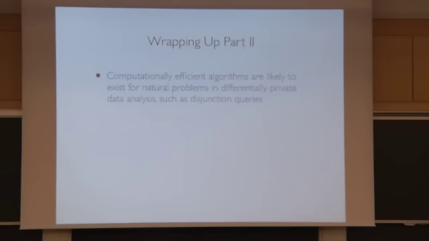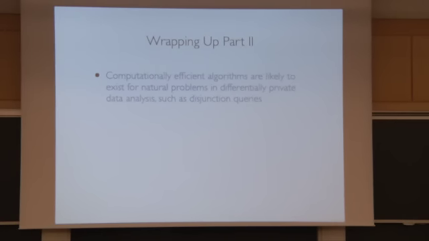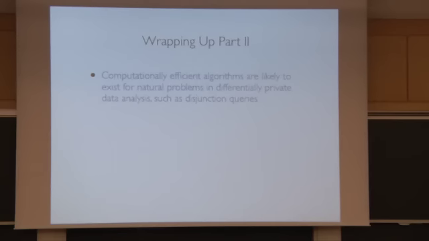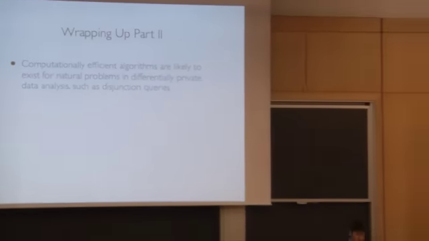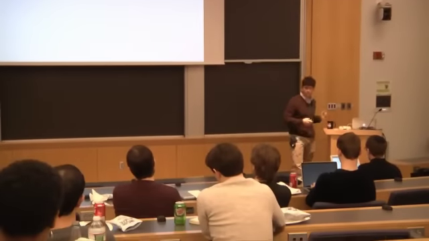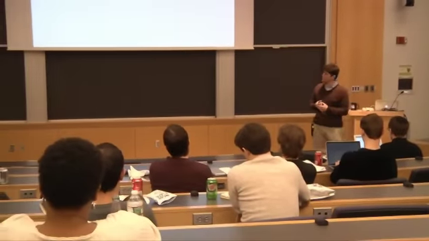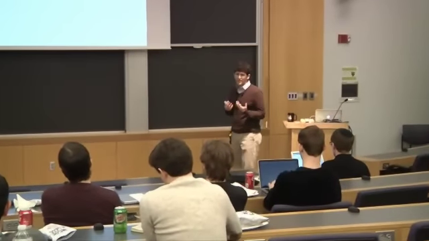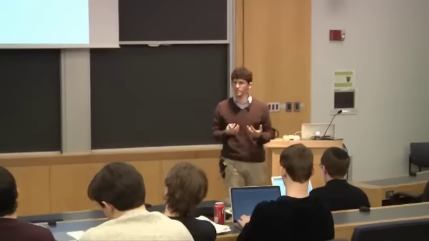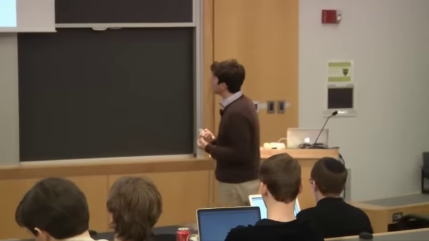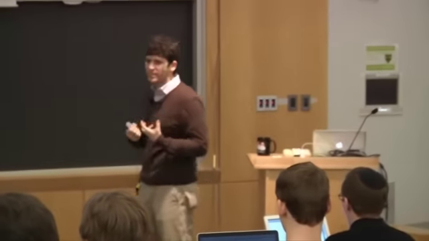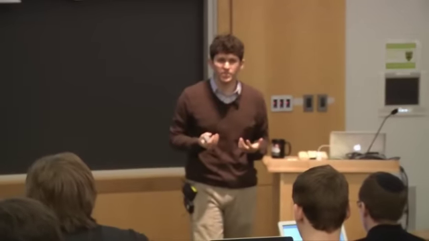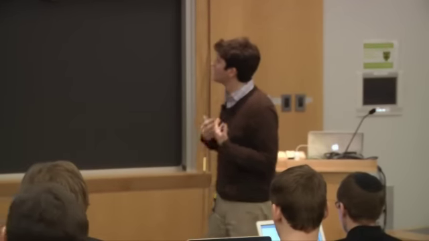Okay, so if there are no questions about the results for disjunctions, I can just conclude with what I think are the take-home points of this line of work. Okay, so the take-home I want to give you is that, even though we have these hardness results for differential privacy, it seems that we're just starting to really uncover the right techniques for getting computationally efficient algorithms for natural problems.